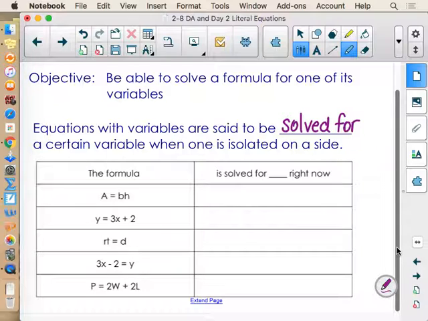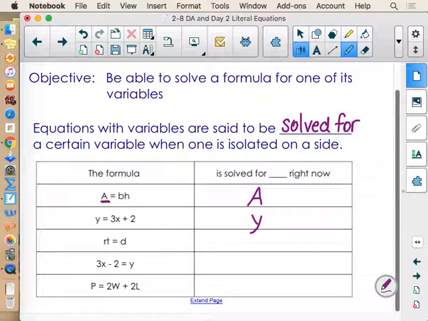So in the table of examples, you've got area equals base times height. So area is the one variable alone or isolated on one side. So right now this formula is solved for area. If I moved it around by algebra, I could get it to be solved for the base or the height by getting them alone on one side. The next one down is solved for the y variable because that's what it's outputting, or that's the variable that's alone. If I take a number for x, I can calculate or output the y value from that formula.